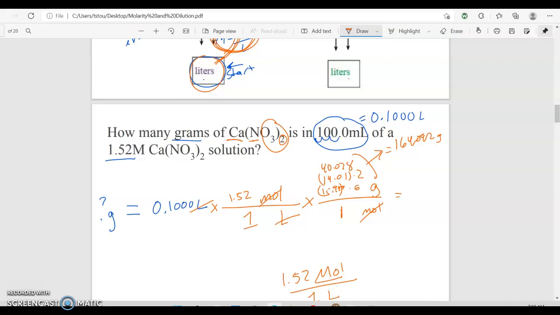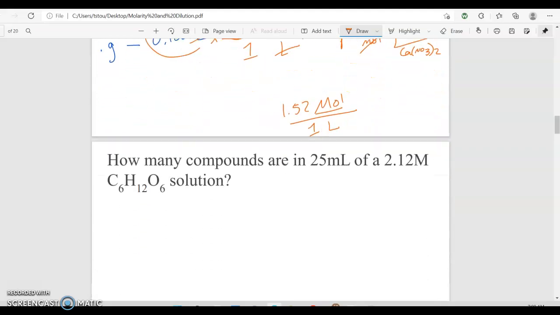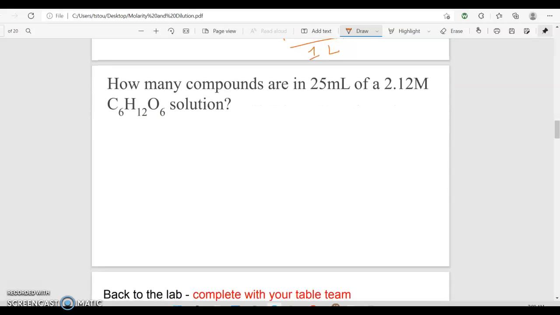So at this point, I'm going to take my calculator and take 164.092, multiply by 1.52, and by 0.1, divided by 1 on the bottom, which I don't really need to do in my calculator. So I got a 24.9. That's how many grams of calcium nitrate happens to be in 100 milliliters of 1.52 molar solution. That one's done. So let's use that same kind of concept here when we solve this problem.